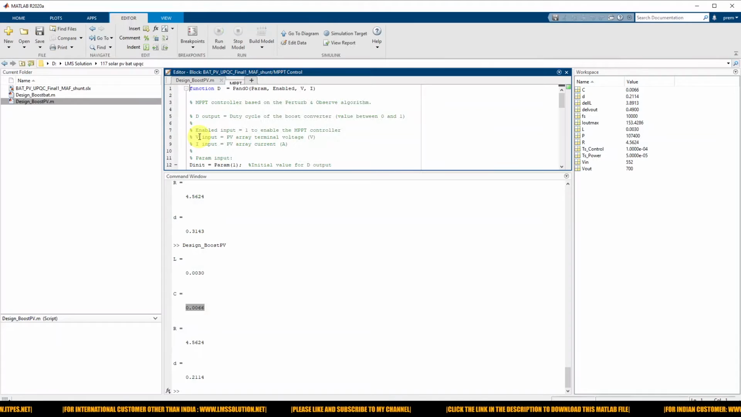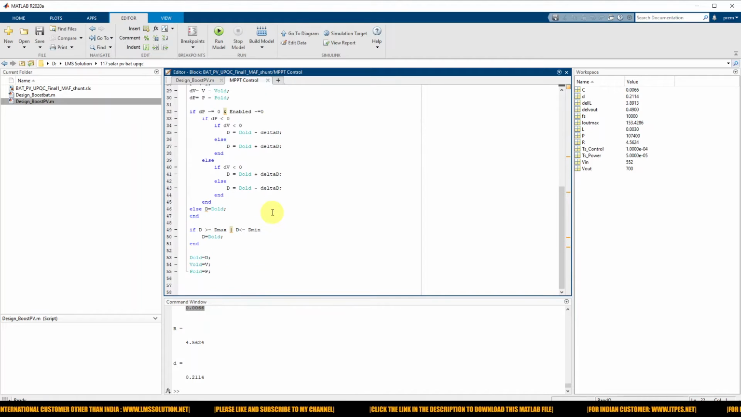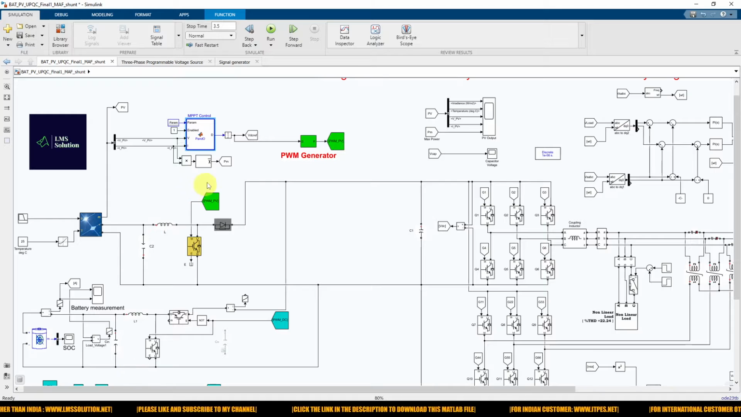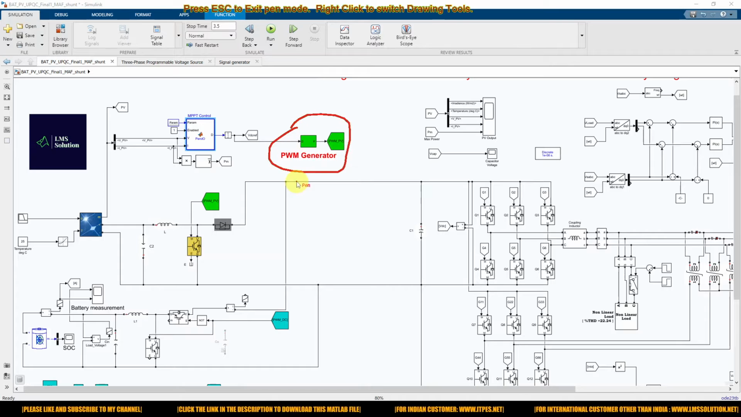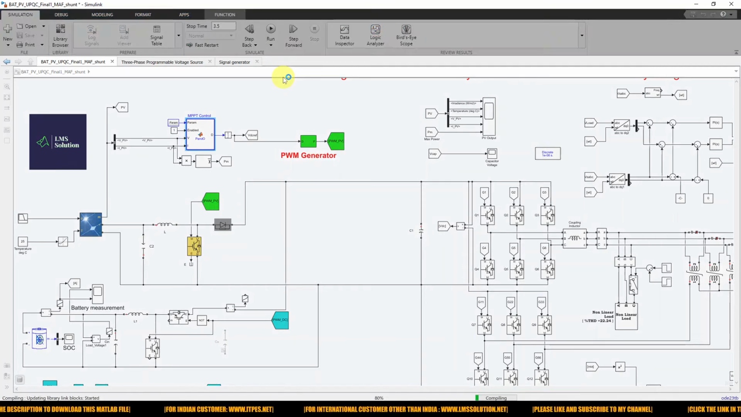When you go inside the P&O MPPT, you can see the code. So this is the P&O MPPT code. It will generate a duty cycle. The duty cycle is processed via the PWM generator. This PWM generator drives the IGBT in order to extract the maximum power from the PV panel. So next we are going to see about the battery section.